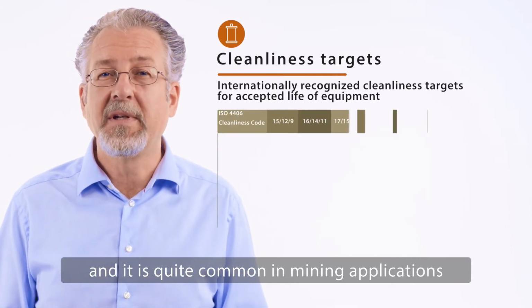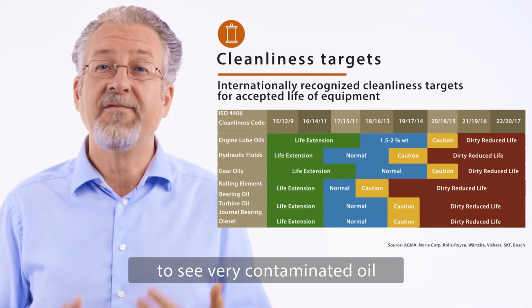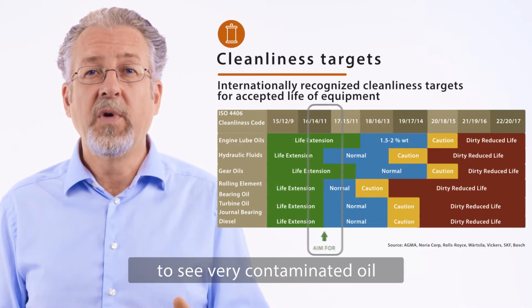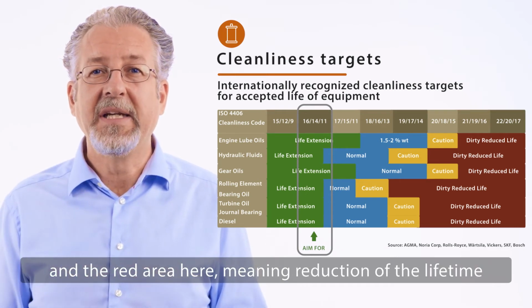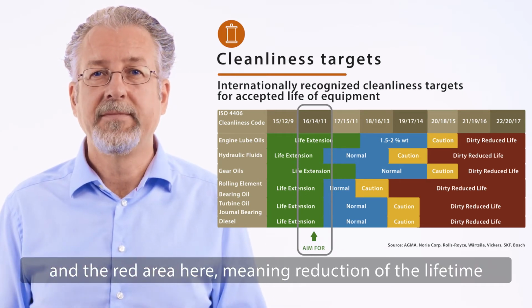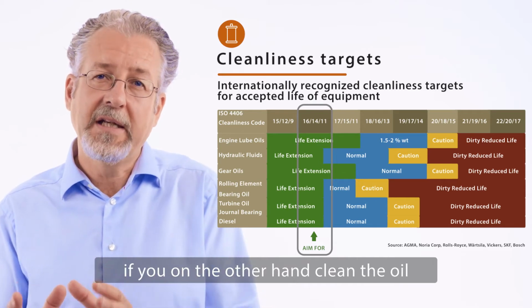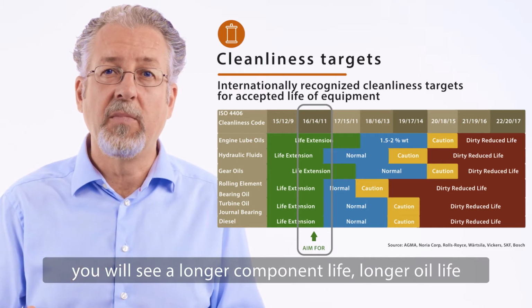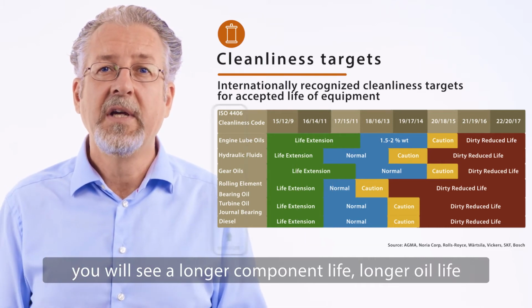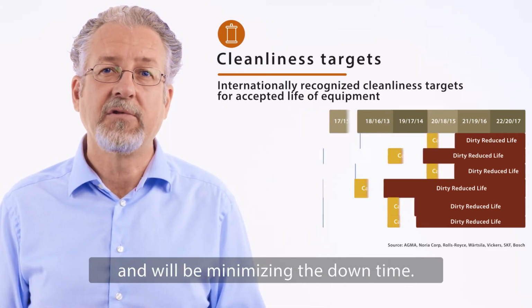This table shows cleanliness recommendations to different machine types. And it's quite common within mining applications to see very contaminated oil with ISO codes in the 20s and the red area here meaning reduction of the lifetime. If you, on the other hand, clean the oil to a lower ISO code, you will see a longer component life, longer oil life, and will be minimizing the downtime.